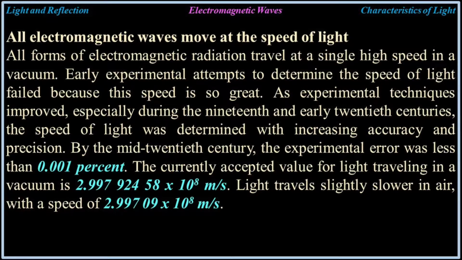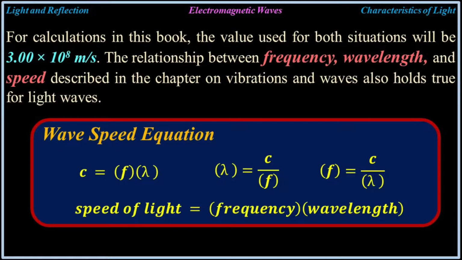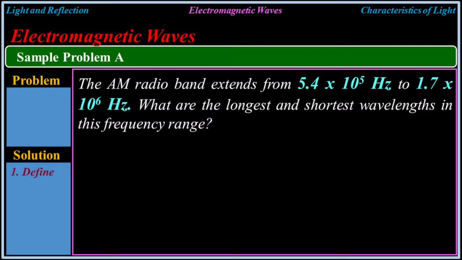You can see those values yourself. They're very, very close, but indeed they're different. So change the air, and you'll change the speed of light. For calculations in this book, the value used for both situations will be 3 × 10^8 meters per second. The relationship between frequency, wavelength, and speed described in the chapter on vibrations and waves also holds true for light waves. So the wave speed equation will be c = fλ, where the speed of light equals frequency times wavelength.